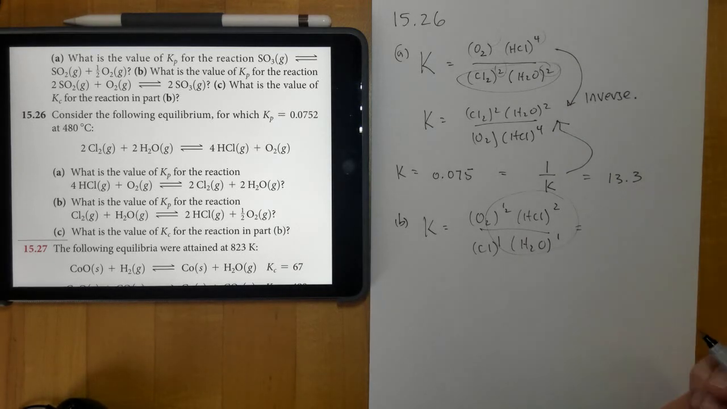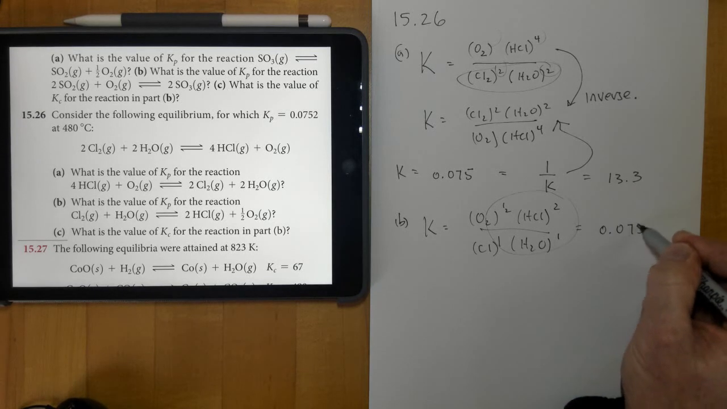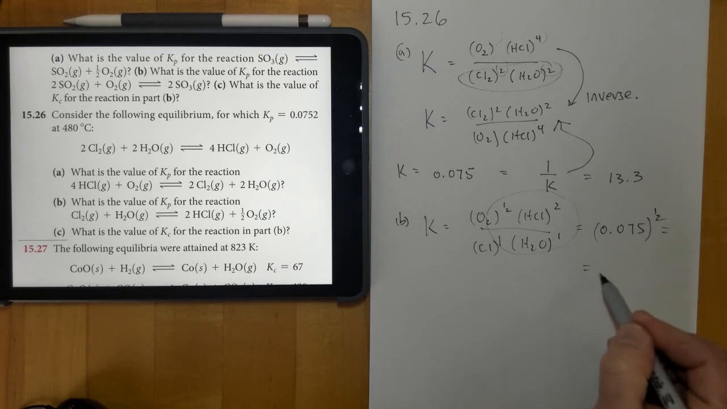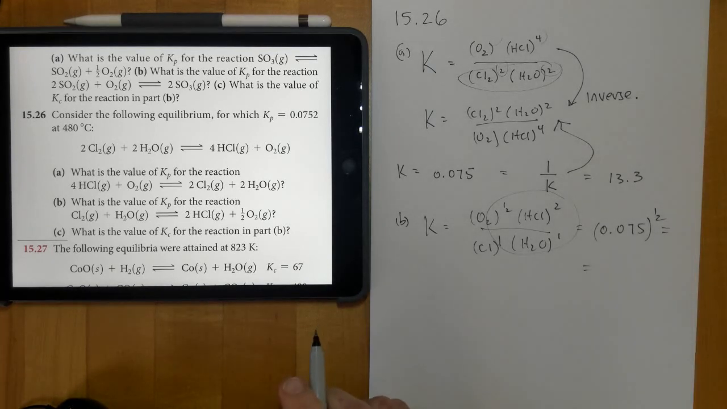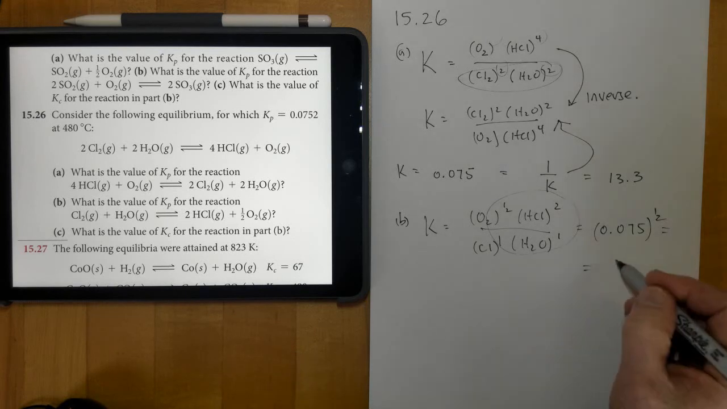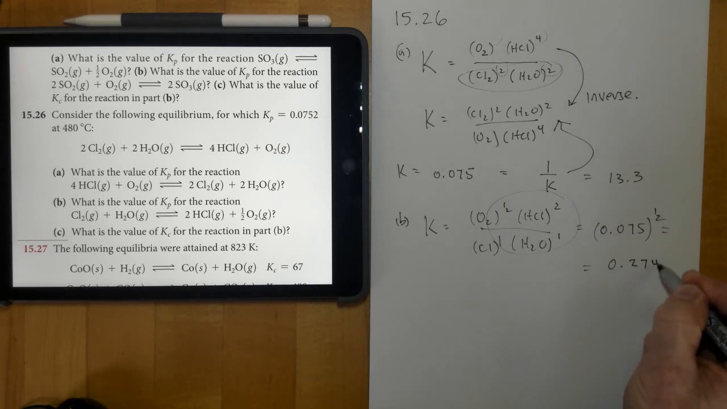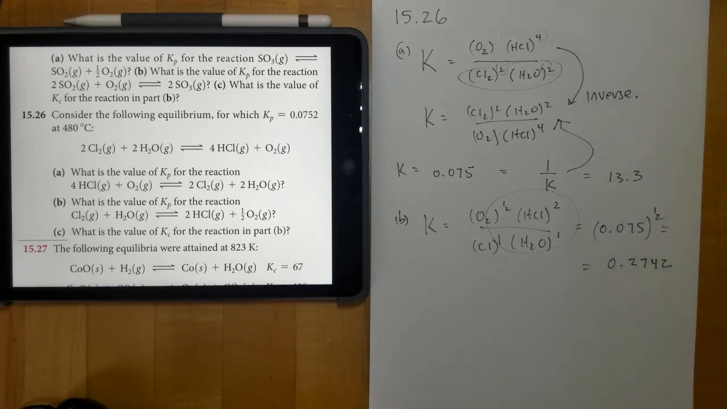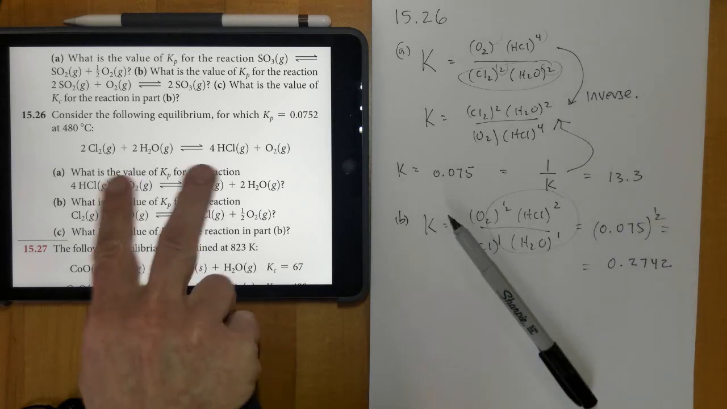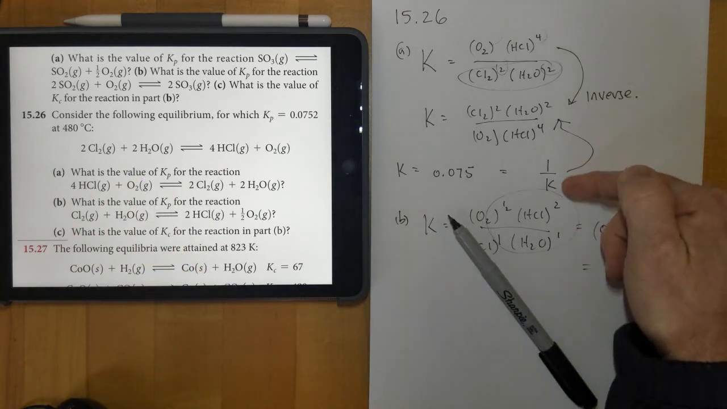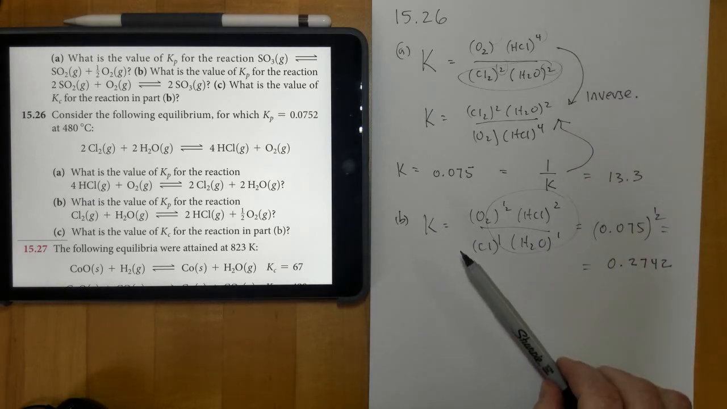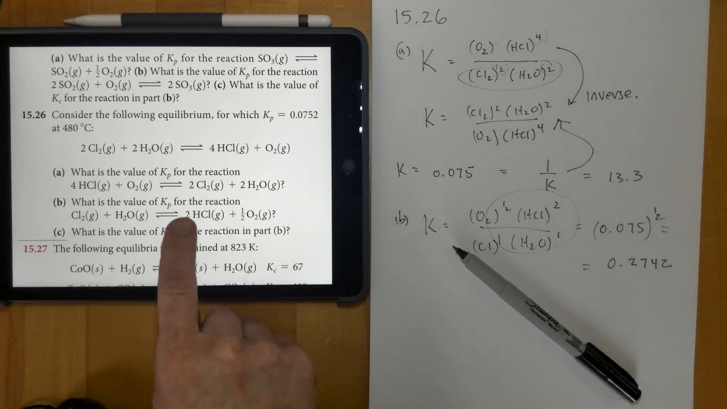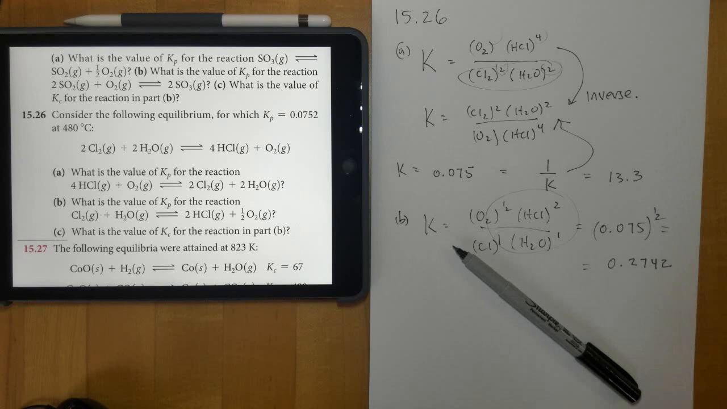And so if you're finding the K for this, you'd simply take your 0.075 and you'd raise that to the 1/2 power, or square root it. And so 0.075 square rooted is 0.2742. And so you can see that the two pieces you're supposed to learn here is that if you have the reverse of the reaction, you take the inverse. If you multiply the reaction by a particular number, in this case the reaction was multiplied by 1/2, you raise K to that power, and so you raise it to the 1/2 power.